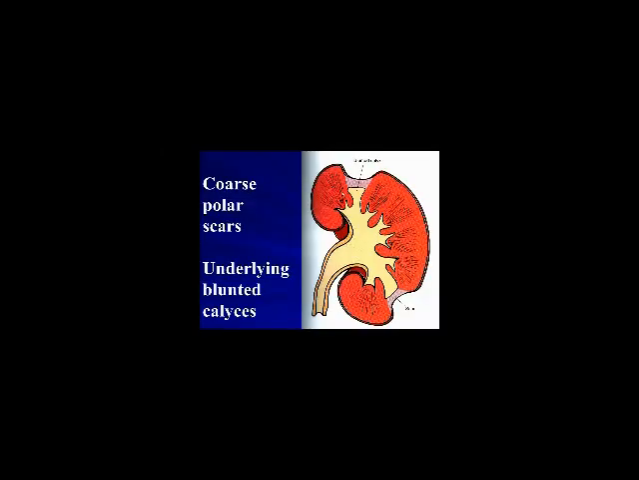So this is a cut section, this is the scarred area, this is normal kidney, this is scarring of the area, and due to scarring, the underlying calyces and pelvis become deformed. So if you perform radiographic examination, you can see an abnormal pelvicalyceal system, and it is a quite diagnostic feature of chronic pyelonephritis.